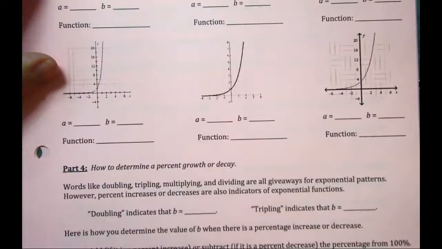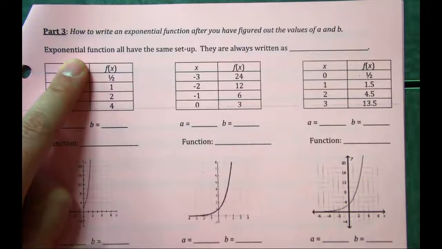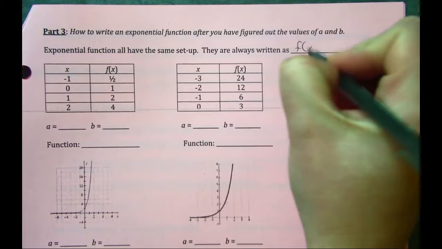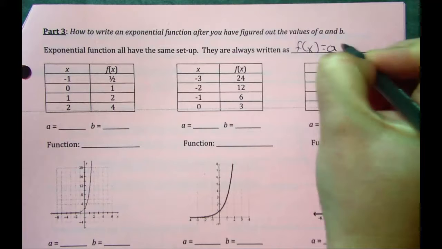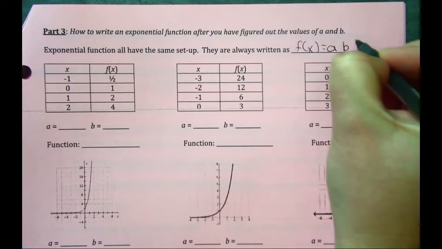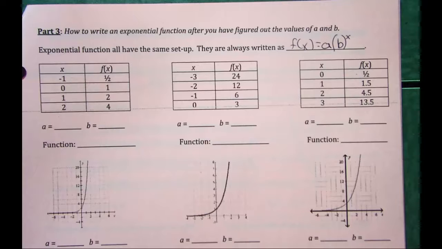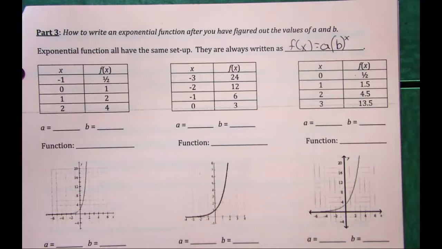So if we look over here, how to write an exponential function after you've figured out the values of a and b, we know that an exponential function, they all have the same setup. They're always written like this: a times b to the x power. And I often put the b in parentheses just to help separate it from the a.